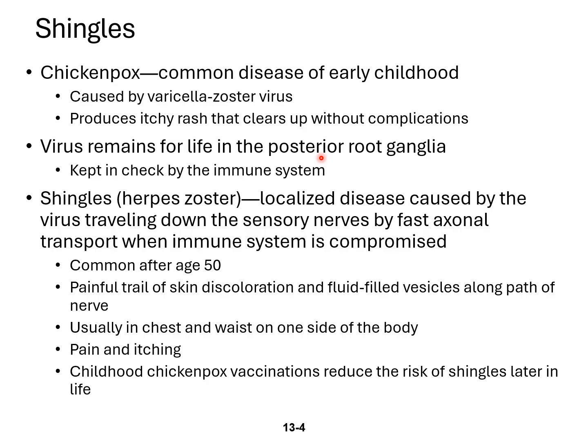That's this little bundle of cells in the back. And what happens is every time they try to leave the posterior root ganglia, they keep getting destroyed by the immune system. But when you get older, shingles, herpes zoster, is a localized disease caused by the virus traveling down the sensory nerves by fast axonal transport when the immune system is compromised. So when you get older, after the age of 50, your immune system isn't as efficient as it used to be, and then it will leave a painful trail of discoloration and fluid-filled vesicles along the path of a nerve. So you see these little red stripes going down your arms, your chest, your waist, and they're usually on one side of the body, not both, because the immune system is able to check one.